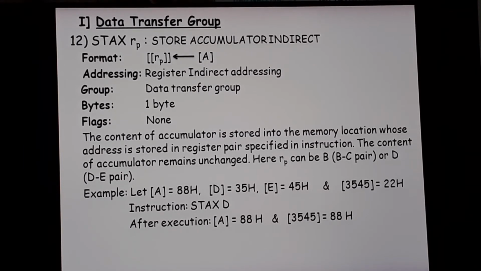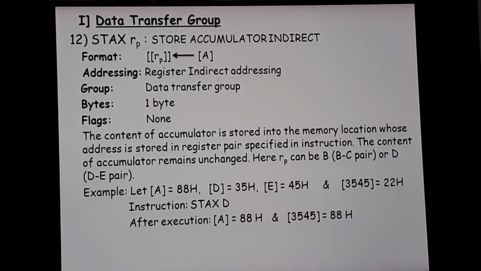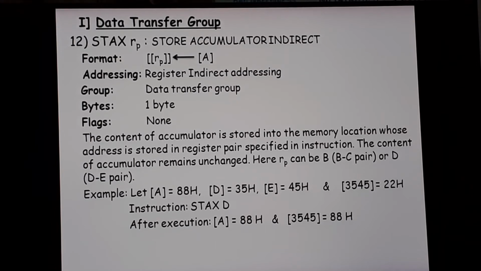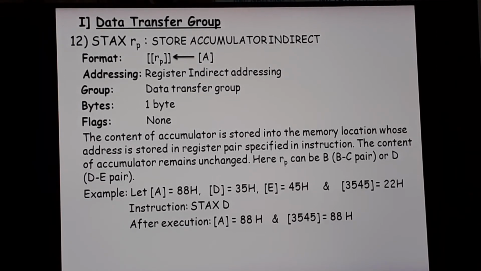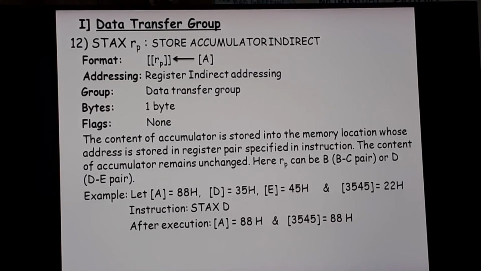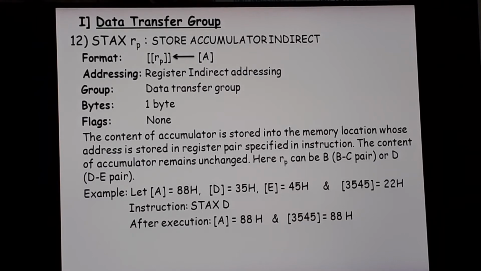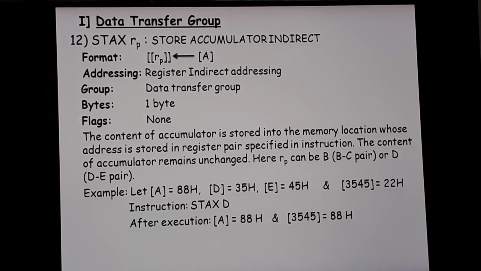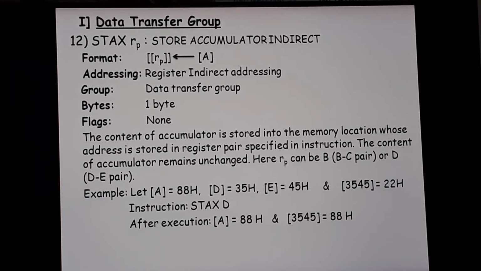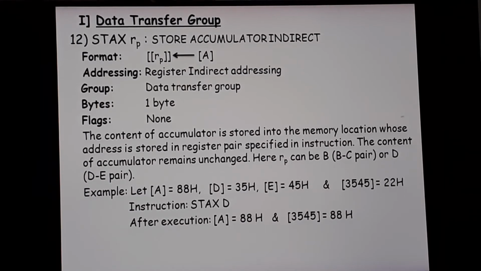So the instruction is STAX D. Okay. So STAX D means DE pair. So what happens here? After executing this instruction STAX D, the content of the accumulator will be 88H as it is, but the content of the memory location addressed by the DE pair, 3545, which was 22H previously, after executing it became 88H. That means the data of the accumulator got stored into the memory location.